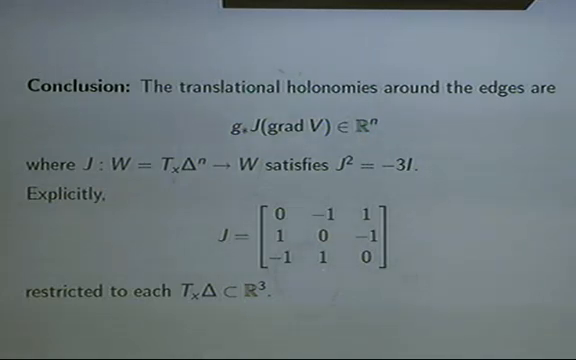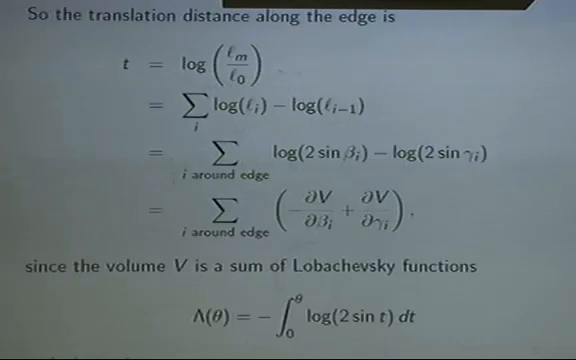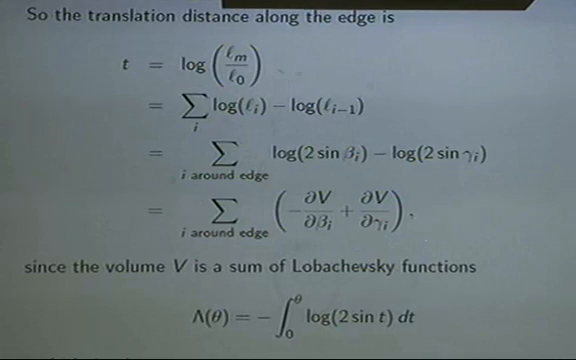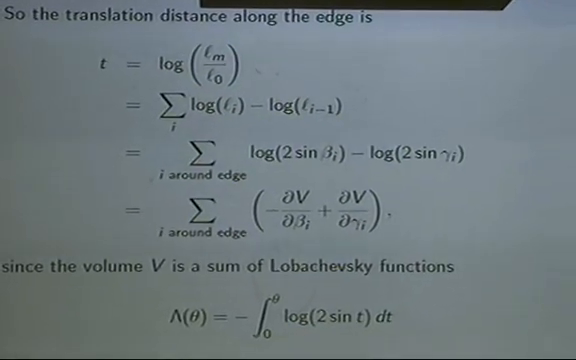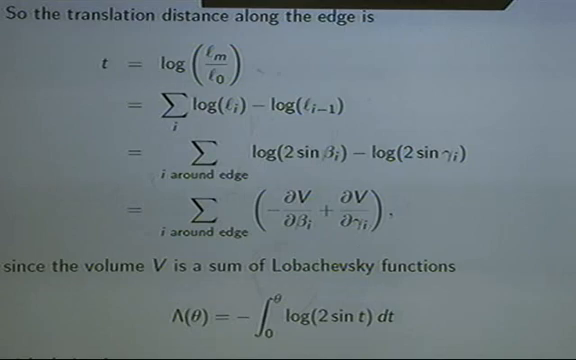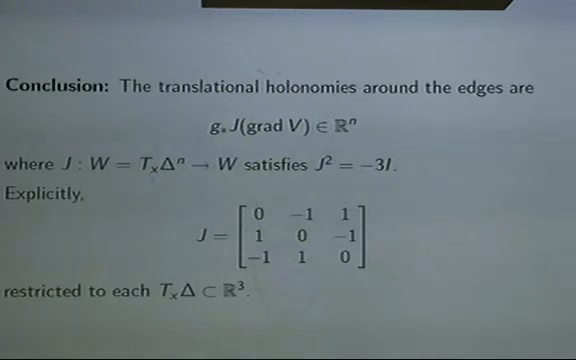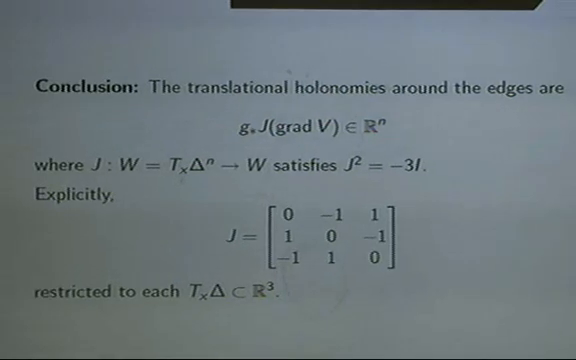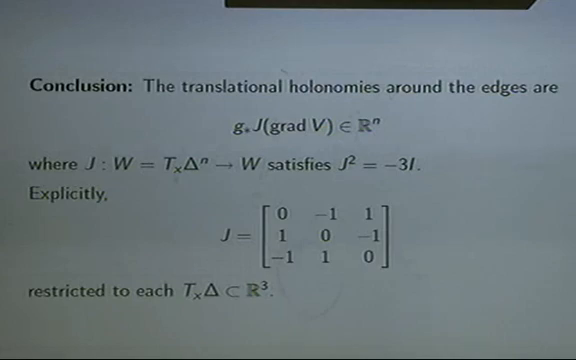And you can see very explicitly from the previous formula, if you take J that looks like this, so the rows are 0, minus 1, 1; 1, 0, minus 1; minus 1, 1, 2. If you put this matrix into the previous formula, you get these combinations. So alpha_i corresponds to a term like this involving minus beta and plus gamma derivatives. That corresponds to this first row. Anyway, we get this nice description of the translational holonomies.